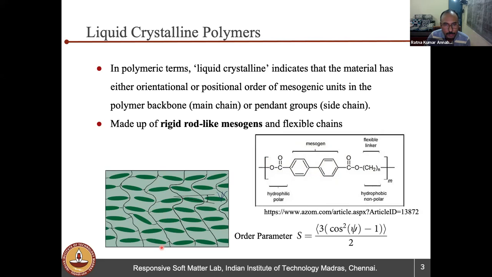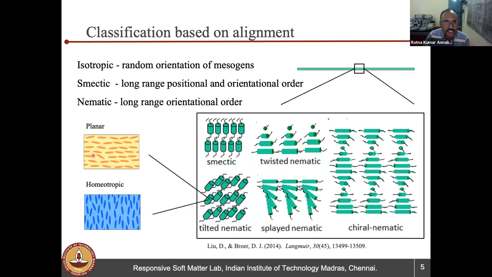These liquid crystal polymer systems are characterized by a parameter called the order parameter. Depending upon the value of this order parameter, you can say that they are isotropic or anisotropic. When they are isotropic, they represent general liquids. In liquid crystal polymers, the order parameter will be greater than zero and up to one, where one means perfectly ordered. Depending upon the way these directors or mesogens are oriented, we have different classifications.